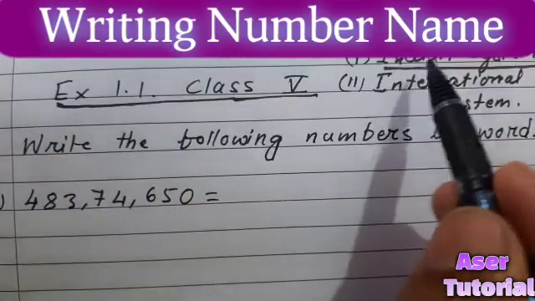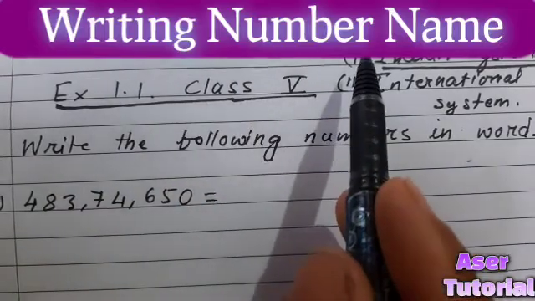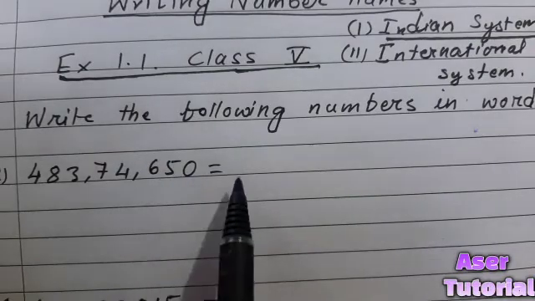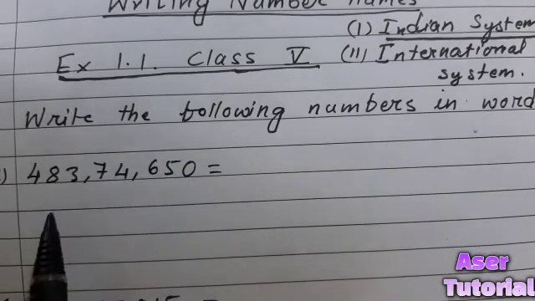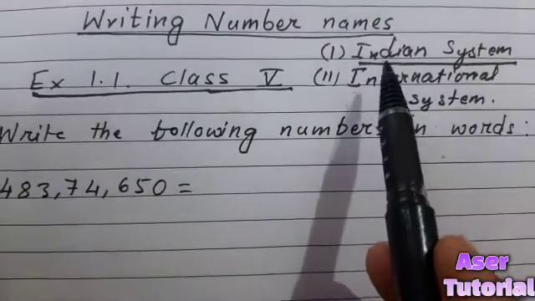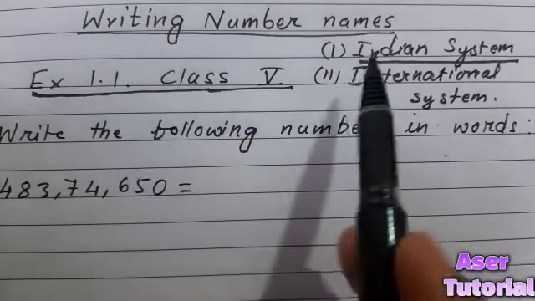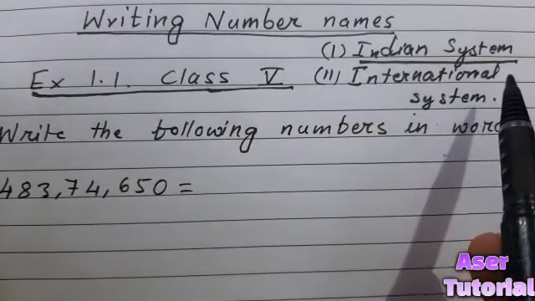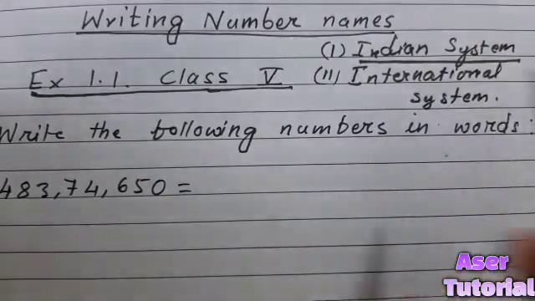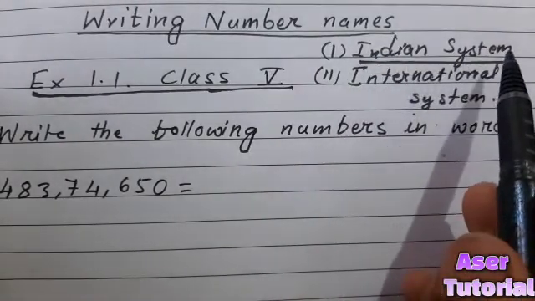If you are ready for the lesson today, we are going to learn writing number names, and we are dealing with very large numbers. We cannot write them yet. Okay, don't worry, I'm teaching you how to write. There are two kinds of systems of writing numbers: the Indian system and the international system. We shall learn the international system in the next video. This time we shall learn the Indian system.